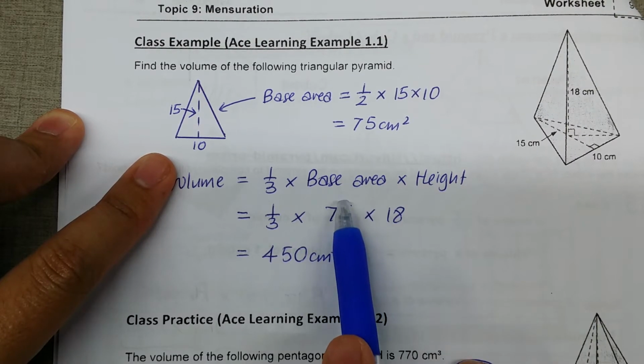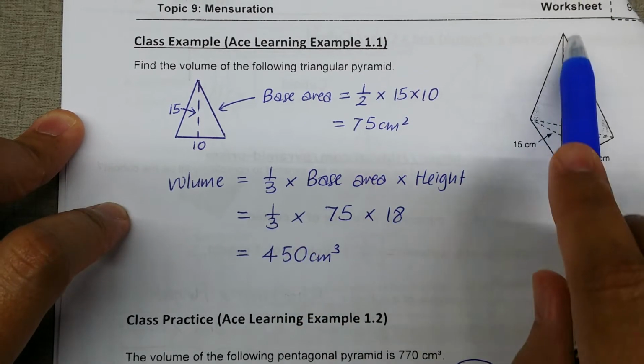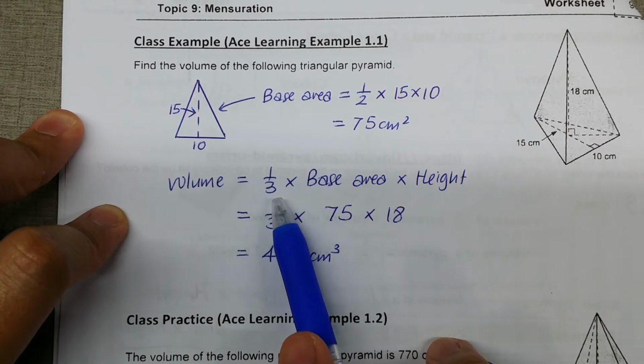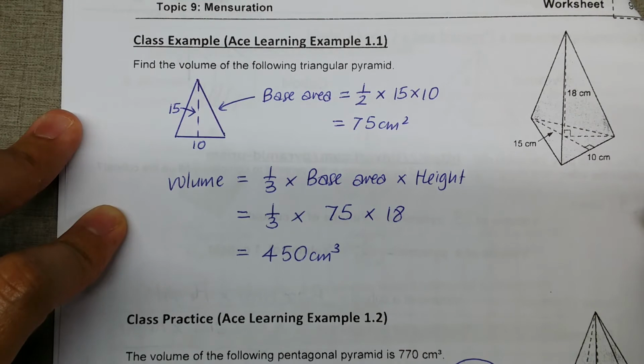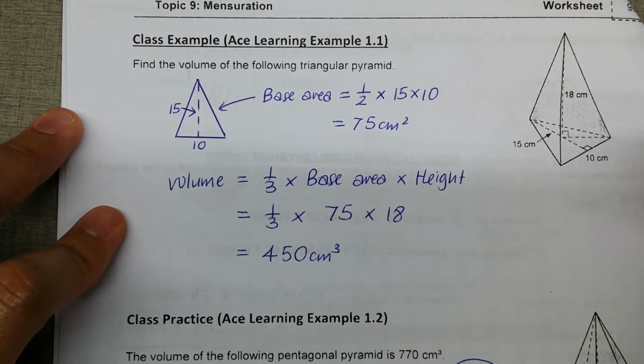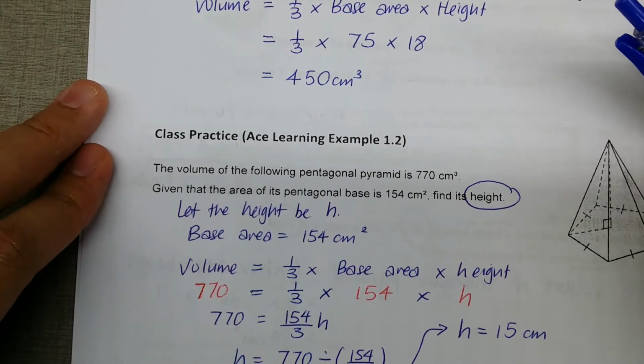So the triangular base area is here. Volume of the entire pyramid. Remember the formula: 1/3 times base area times height. So I just apply, I get 450.